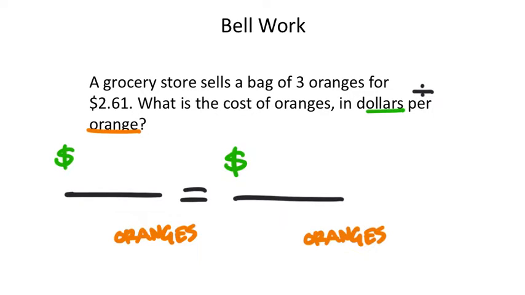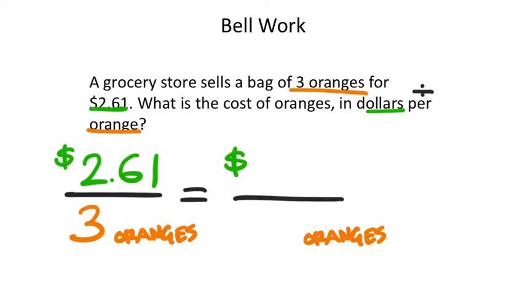So since oranges needs to go in the denominator, it needs to be in the denominator for both. So I'm just setting up the fractions so I know where to put the numbers. And in the beginning here it says it's 3 oranges, so I know my first fraction will have 3 oranges here. And that's for $2.61, so 2.61.